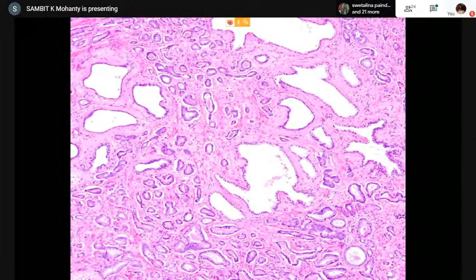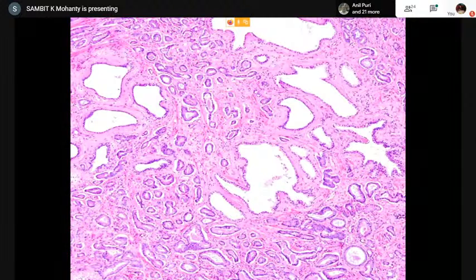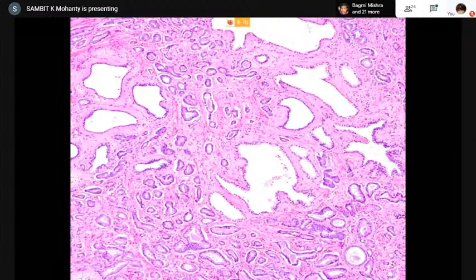Mitotic figures are not seen. I would say not seen. If you get one, you are lucky, but it's not usually seen. Desmoplastic reaction is either absent or minimal. They are not very destructive kind of lesion. Though they are aggressive tumors, they are not very destructive.